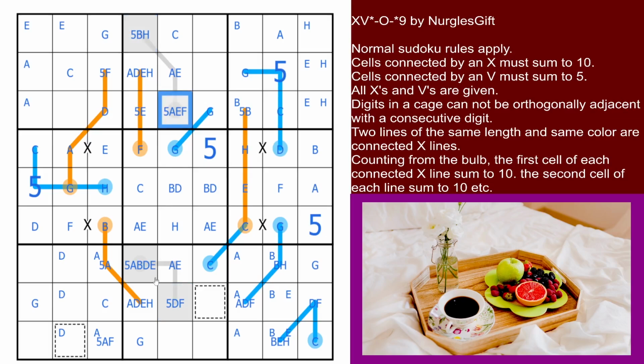A, E, F, that's not H, that's not D. Now we must have done some progress, right? Let's say 5. That has to be 5 now, right?